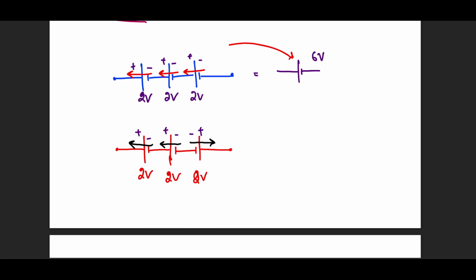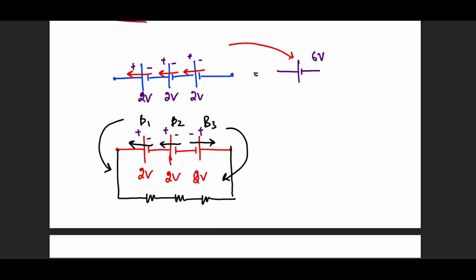So even if we had an imaginary circuit, for example, like this, with some resistors as part of the circuit, I can see that these two batteries, battery 1 and battery 2, are trying to cause the direction of current in this direction, and battery 3 is trying to flow the direction of current in this direction.